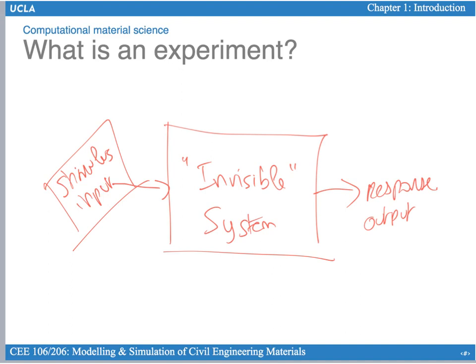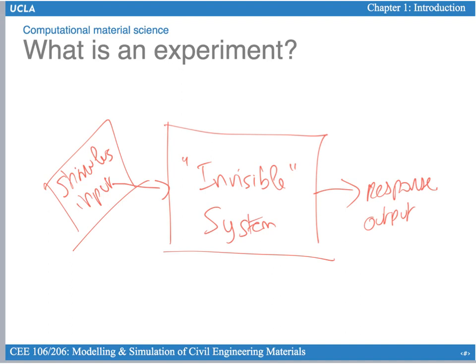Or you will apply a change in temperature and measure the change in dimension of the material to measure its coefficient of thermal expansion. Or you will provide a given load and measure the change in dimension to get the Young's modulus, for example. Or provide a deformation, a change in dimension, a strain, and measure the resulting stress of the material, again, to get its elasticity, its stiffness.